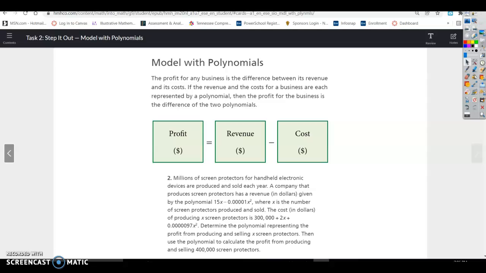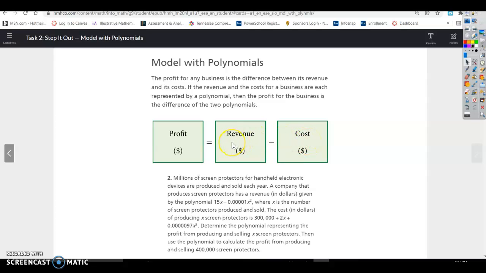Lesson 16.2, Task 2. Model with polynomials. The profit of any business is the difference between its revenue and its cost. If the revenue and the cost for a business are each represented by a polynomial, then the profit for the business is the difference of the two polynomials. All right, so again, the profit equals your revenue minus your cost.